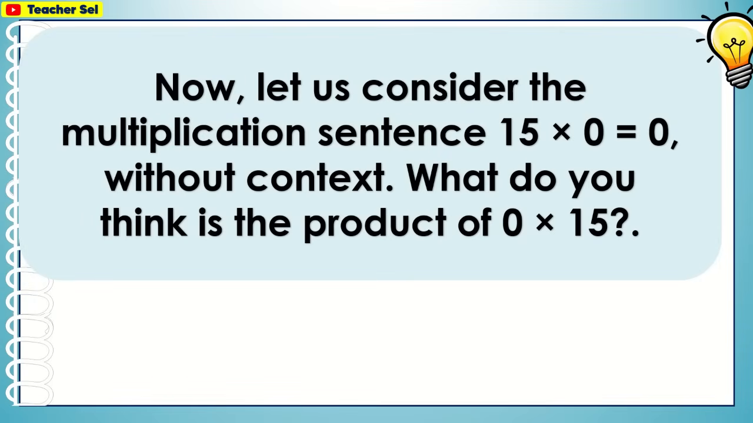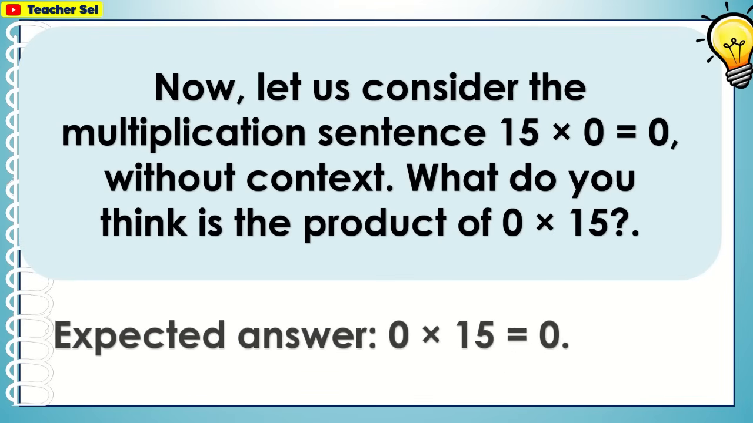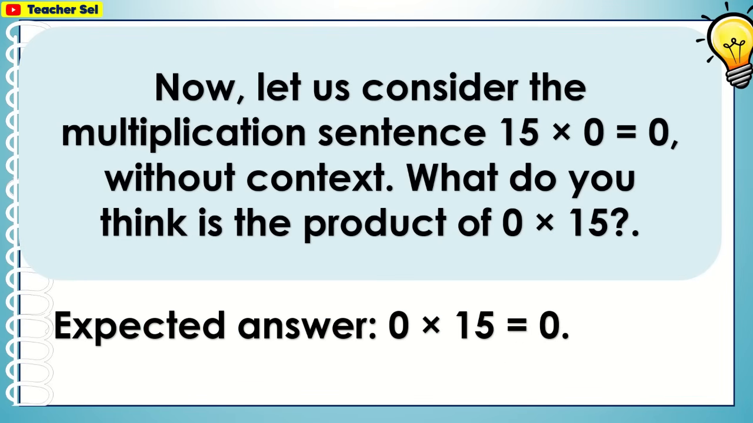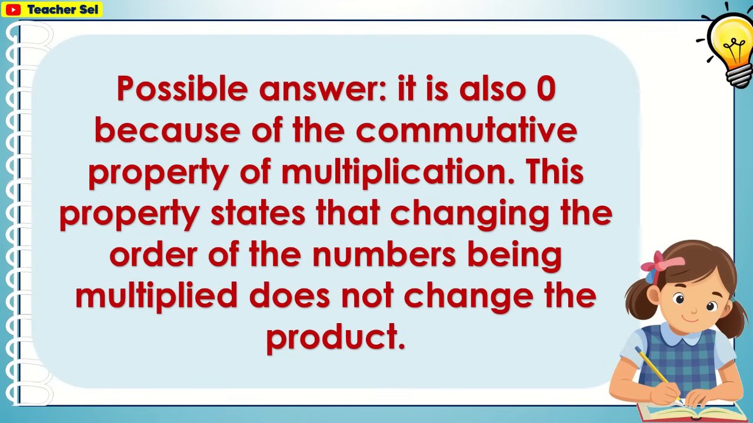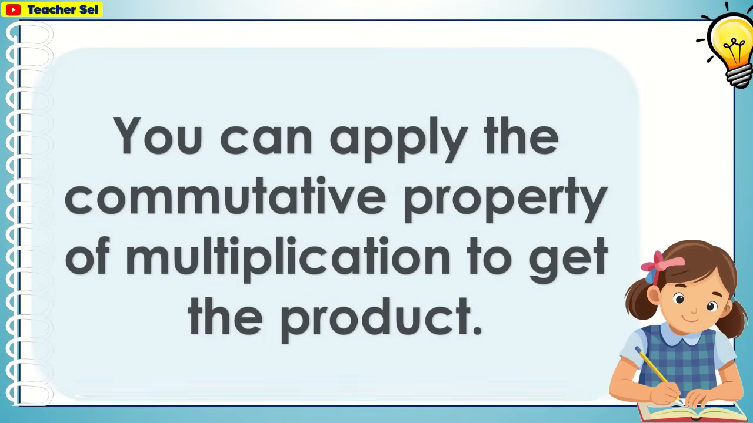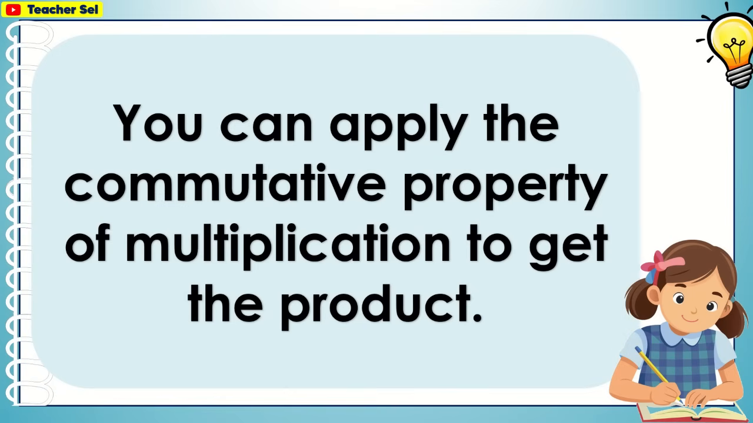Now, let us consider the multiplication sentence 15 times 0 equals 0 without context. What do you think is the product of 0 times 15? The answer is 0. It is also 0 because of the commutative property of multiplication. This property states that changing the order of the numbers being multiplied does not change the product. You can apply the commutative property of multiplication to get the product.